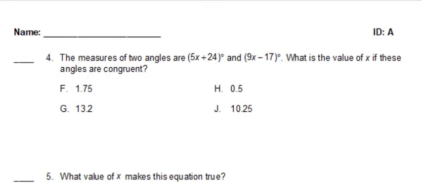Number 4. The measures of two angles are 5x plus 24 degrees and 9x minus 17 degrees. What is the value of x if these angles are congruent? F. 1.75, G. 13.2, H. 0.5, or J. 10.25. This is the end of question 4.